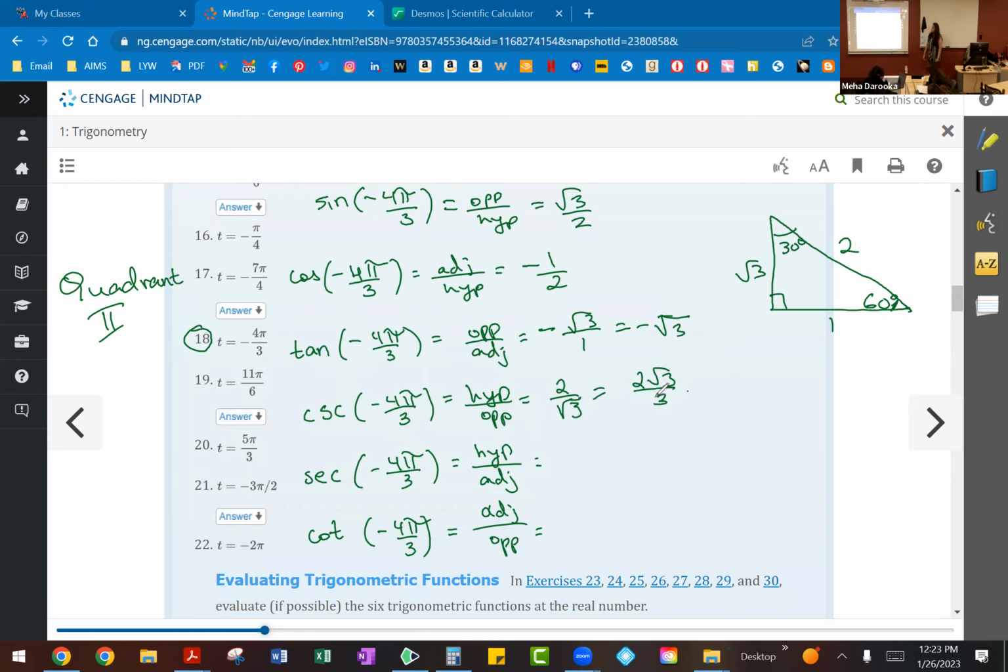Secant will be the reciprocal for cosine, and what will that come out to be? -2. Very good, invert that fraction. And then cotangent would be the reciprocal of tangent. -1 over the square root of 3, rationalized, gives negative square root of 3 over 3.